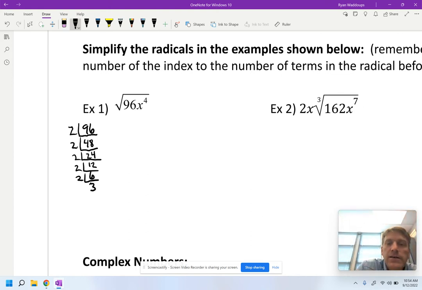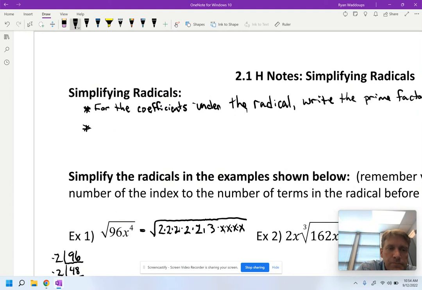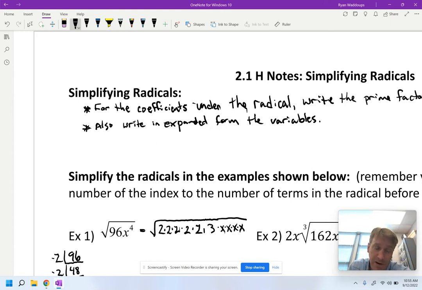So the prime factorization of 96 is 2 times 2 times 2 times 2 times 2 times 3, and then x to the fourth is x times x times x times x, multiplied by itself 4 times. And then let's also say, write the variables in expanded form.